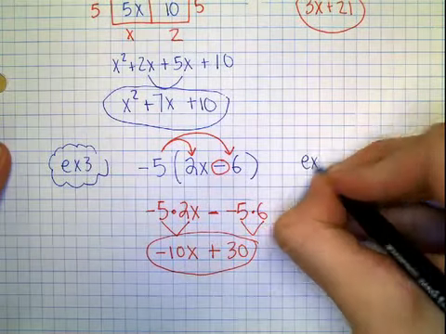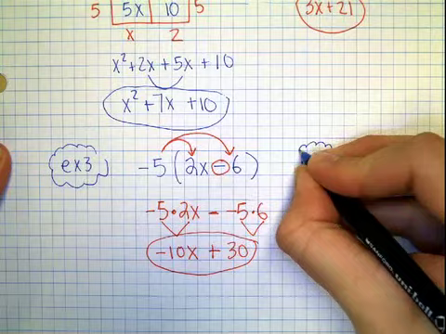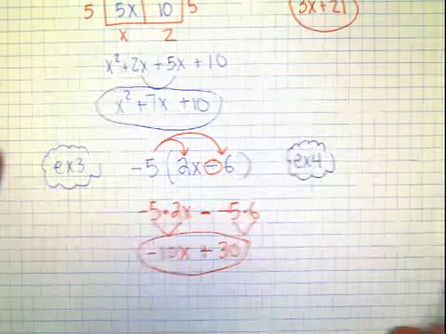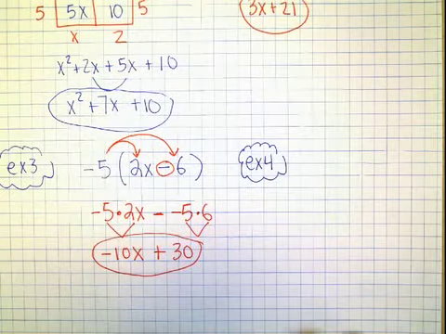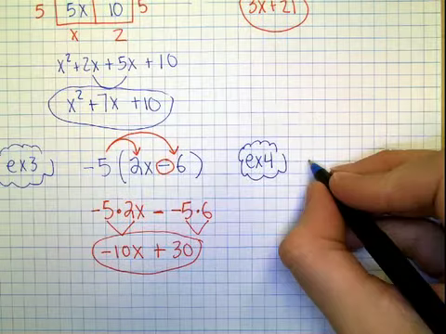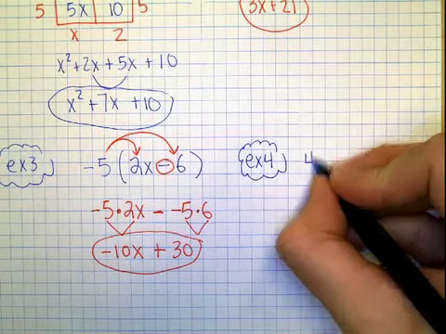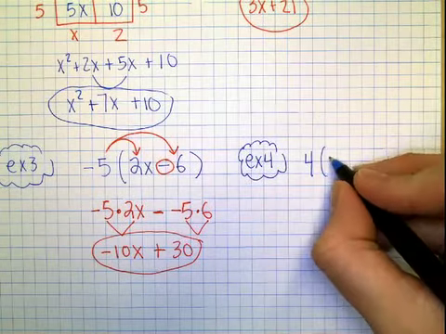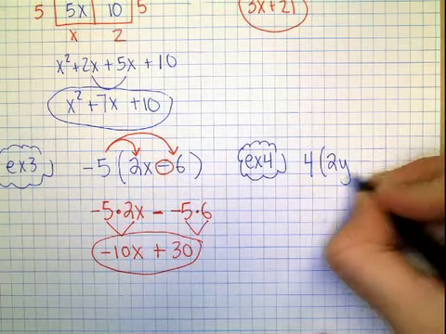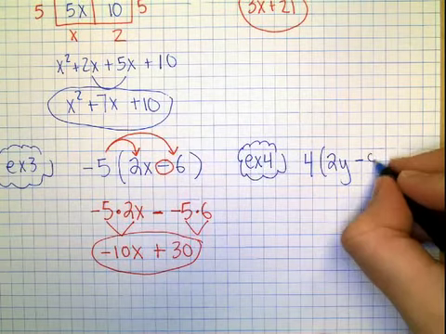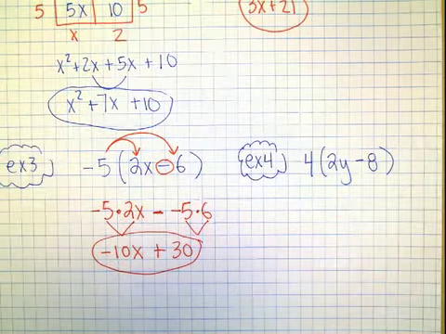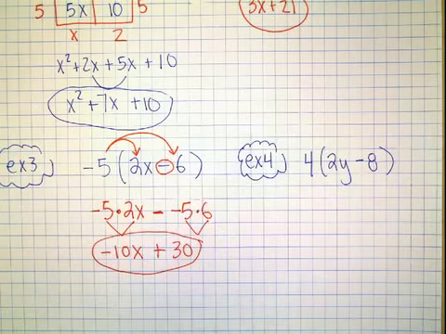So how about this? Example 4. Why don't you go ahead and copy it, pause the video and give it a try and see if you kind of have this down. Let's do something different too. Let's change the variable up. How about we do 4 parenthesis 2y minus 8. So go ahead and pause the video, try that one, and then unpause it and see if you got it right.